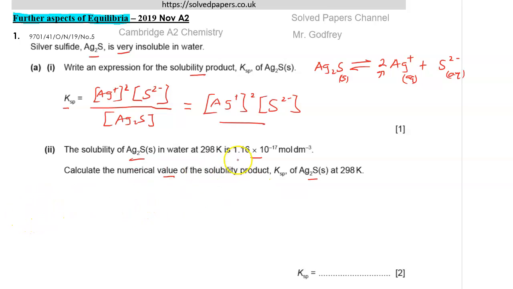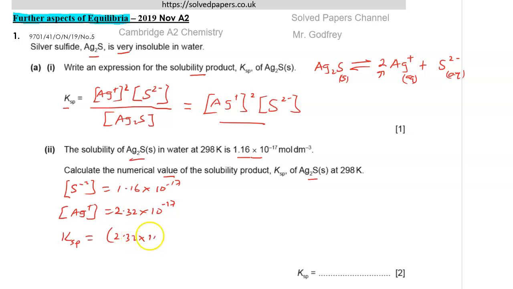Of course, when you're given this here, we know that the concentration of the sulfide ion is 1.16 times 10 raised to minus 17 moles per liter, and the concentration of the silver ions, which are squared there, means twice, so it is this times 2, which will give us 2.32 times 10 raised to minus 17 moles per liter.